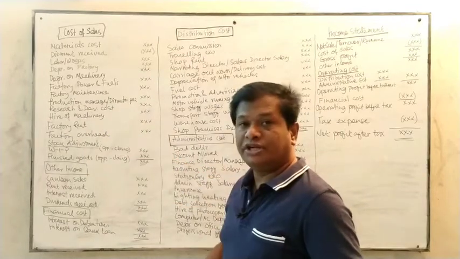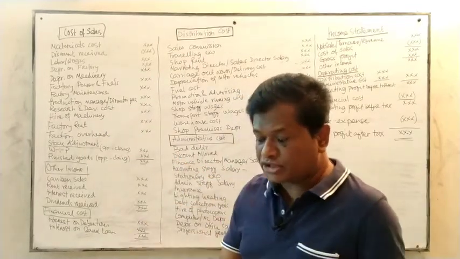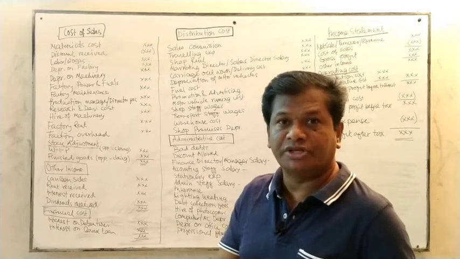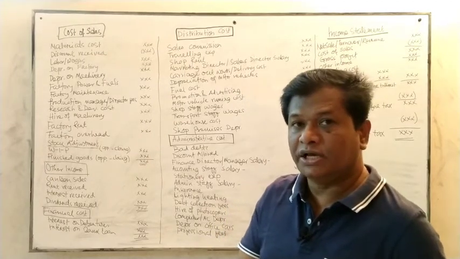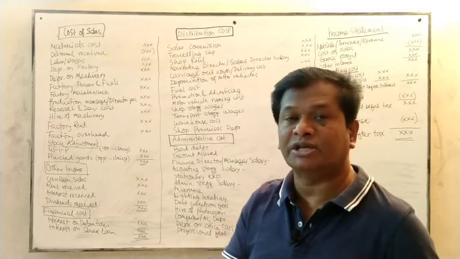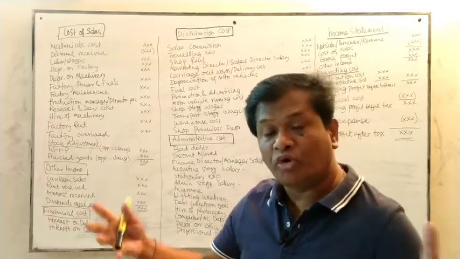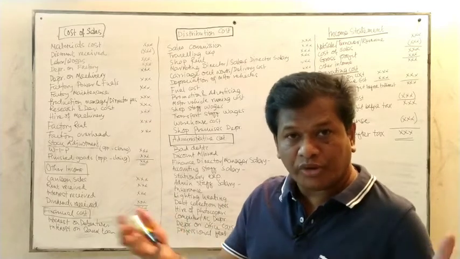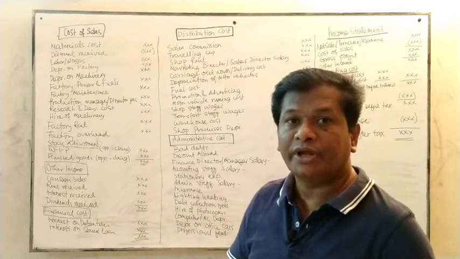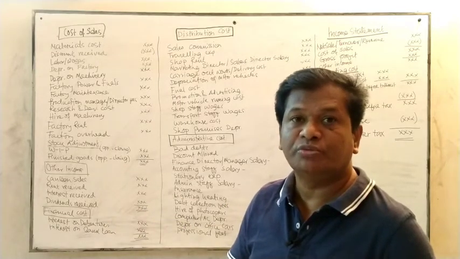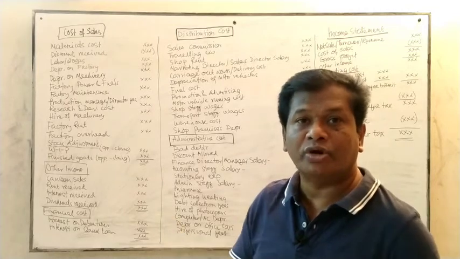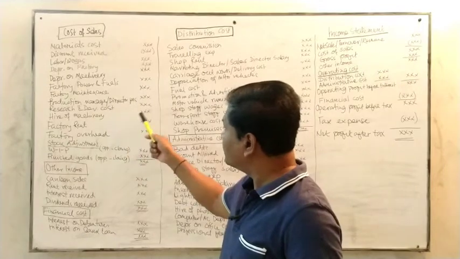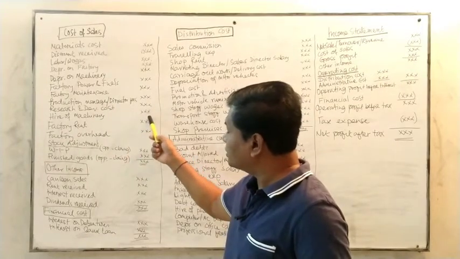Then hire of machinery. Sometimes the installation in the factory may not be sufficient enough. Sometimes the company is hiring some other machineries from another organization. Whenever you hire them, obviously some cost is involved. This is the hiring of machineries. So that cost is also written over here under the cost of sales.